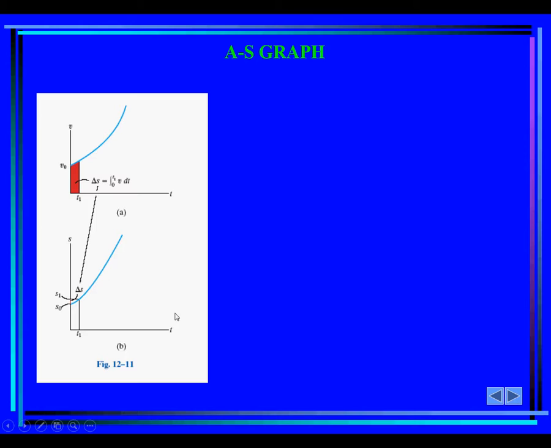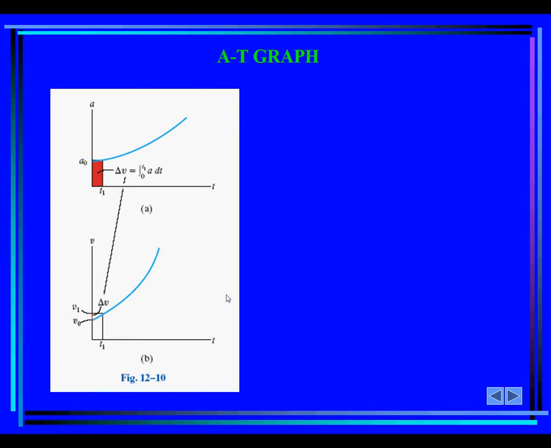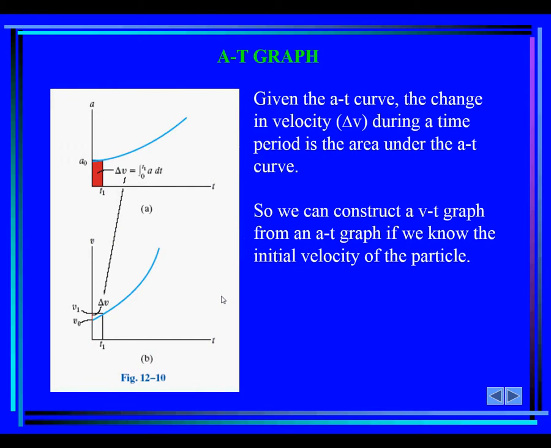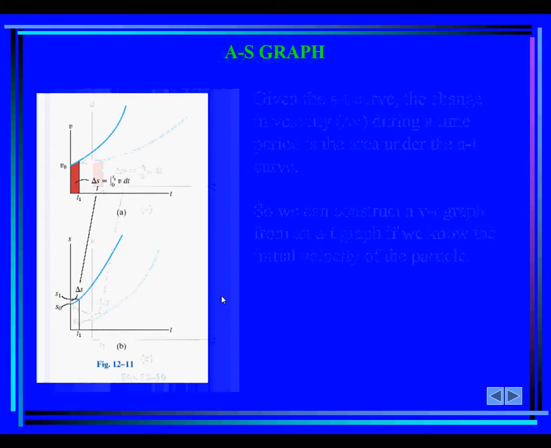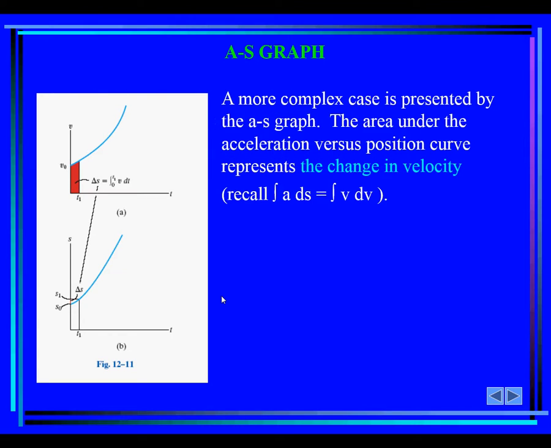If we have, let's say, the acceleration versus the velocity, excuse me, the acceleration versus the position. This is, of course, a little more complex. And the area under the acceleration versus position is the change in the velocity.